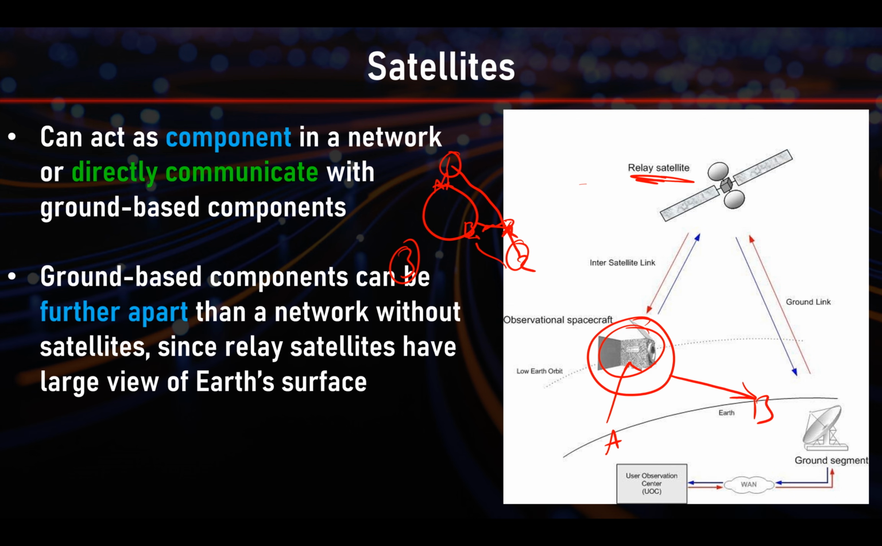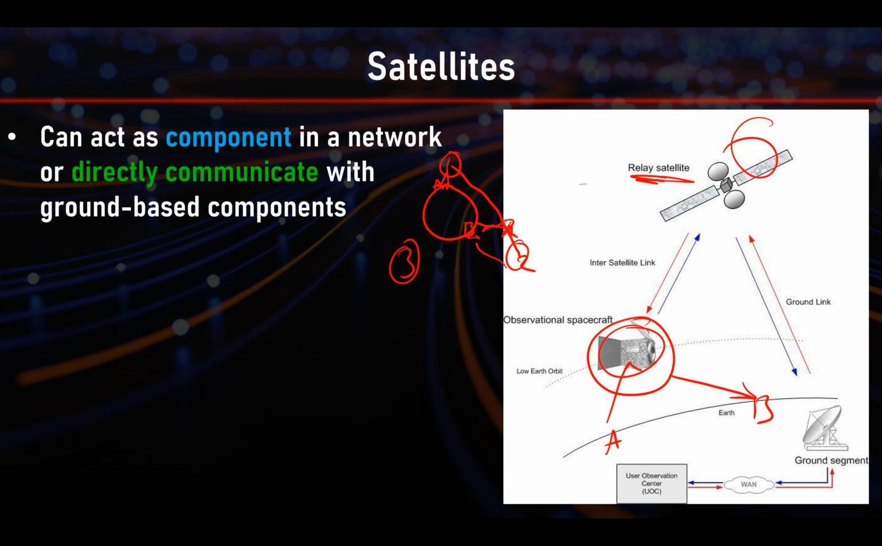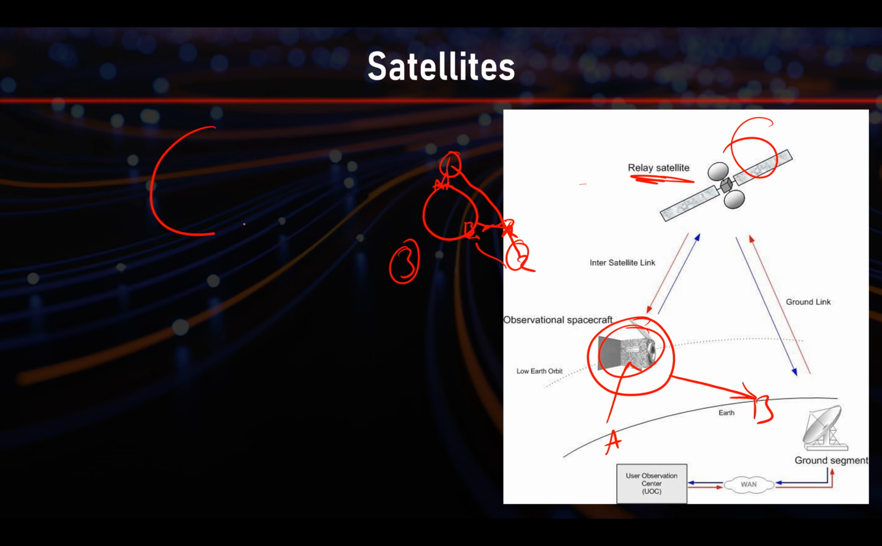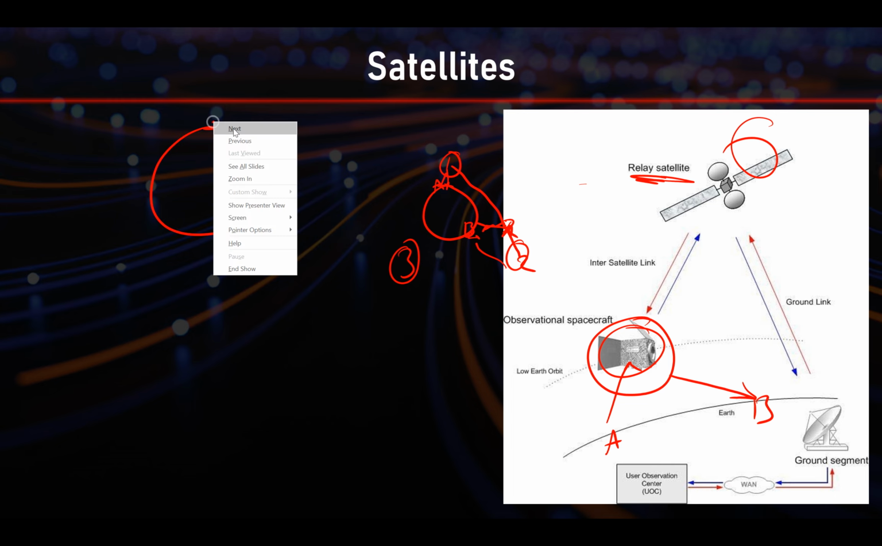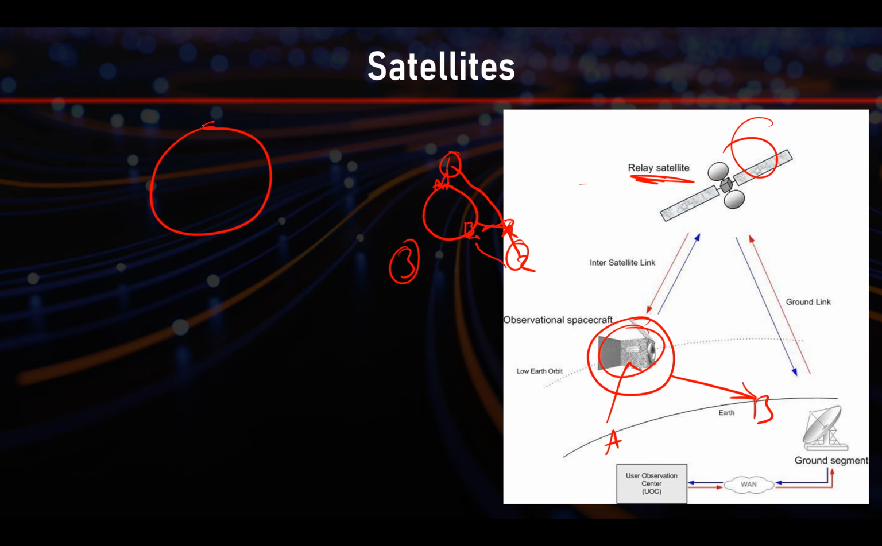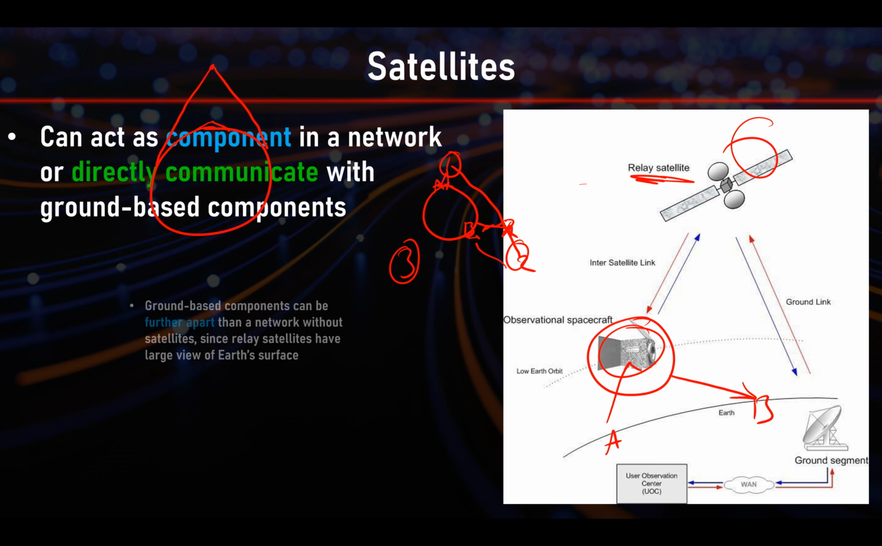Right then, ground-based components can be further apart than in a network without satellites, since relay satellites have a large view of the Earth's surface. If you think about it, a relay satellite is going to have a high altitude. If we have something close to the Earth, let's say here, because it is close, we can only see a small part of the Earth. Whereas if we have a relay satellite far from the Earth, it has a much greater view of the Earth. Hopefully that makes sense.